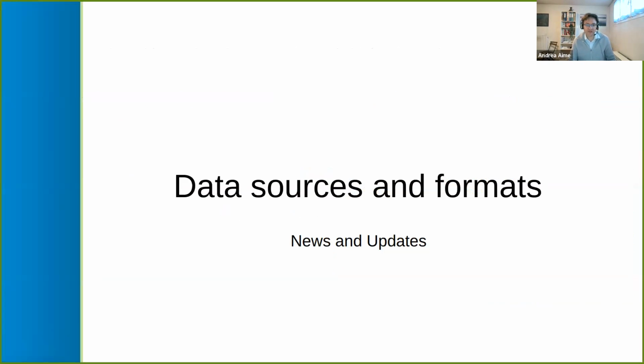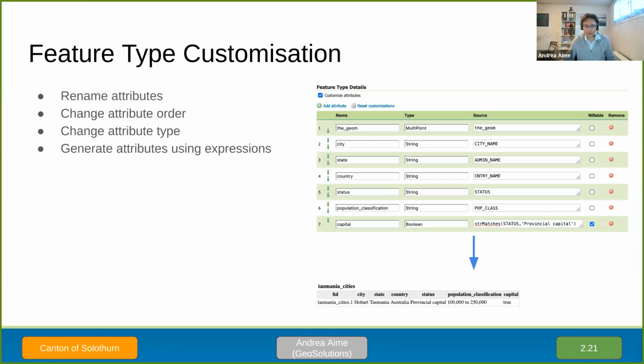Now let's have a look at data sources and formats. First one that you can find starting GeoServer 2.21 has been a long time requirement from our users, and eventually, thanks to the Canton of Solothurn sponsoring, we managed to implement full customization of the feature types. What does it mean? It means that, as usual, GeoServer will start providing you with the names of the columns in your database, their type, and so on.